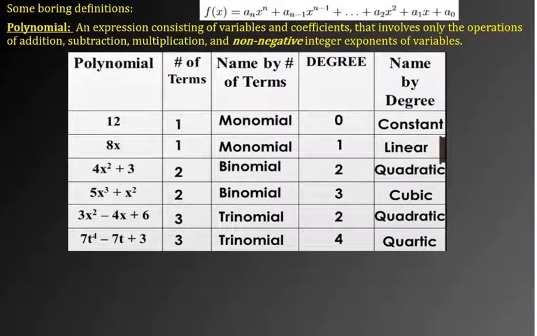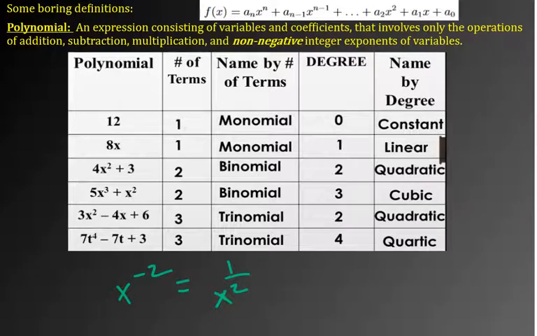All right, boring definitions. This right here is a general polynomial. It's actually what we call a polynomial of nth degree. A polynomial is an expression consisting of variables and coefficients that involve only the operations of addition, subtraction, multiplication, and non-negative integer exponents. If you have negative integer exponents, like x to the negative 2, we just talked about that. That would be 1 over x squared, okay?